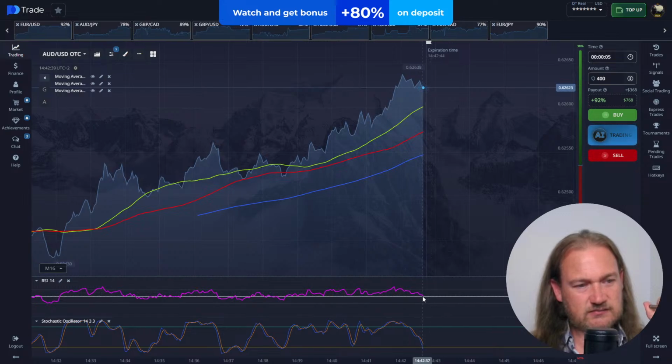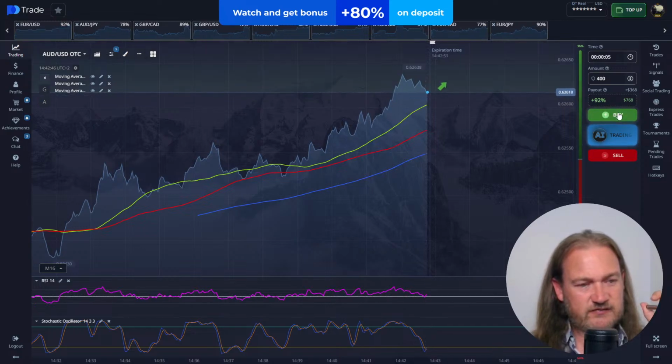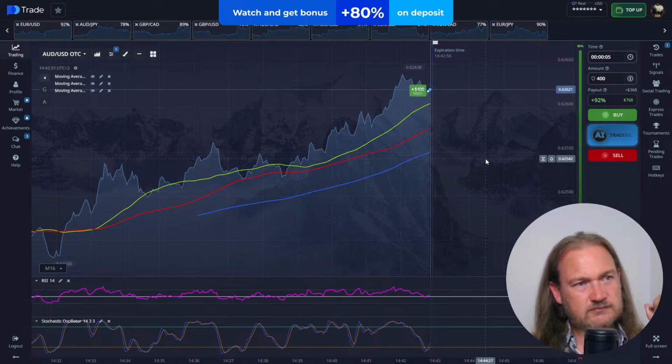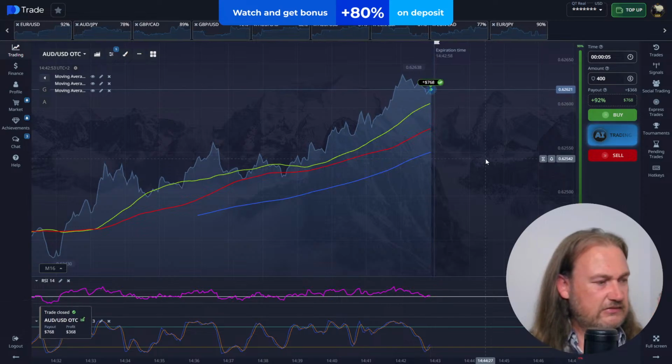Okay, let's see. It's coming down. It is coming down. It's tapping. If it jumps up, we can take a buy. If it doesn't, there we go. Quick trade. We're in and out.